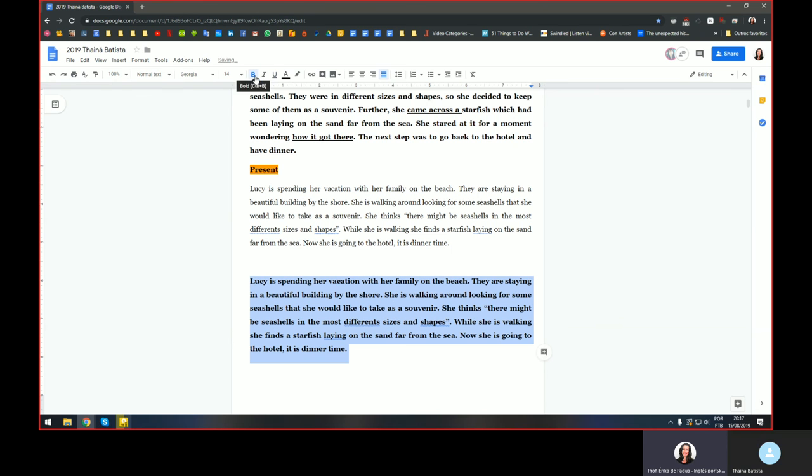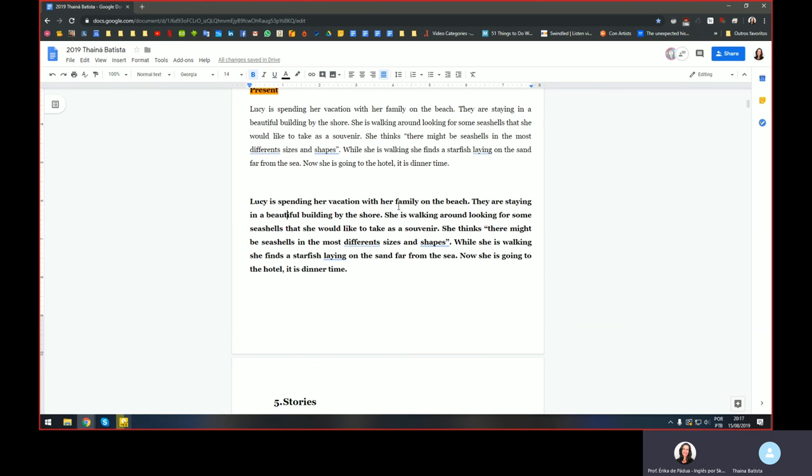So Lucy is spending her vacation with her family on the beach. They are staying, I would say here, at a beautiful building by the shore. She's walking around looking for some seashells that she would like to take as a souvenir. She thinks there might be seashells of the most different sizes and shapes. Remember that we don't pluralize adjectives. Sizes and shapes, yes, because these are the nouns, right? While she's walking, she finds a starfish lying.